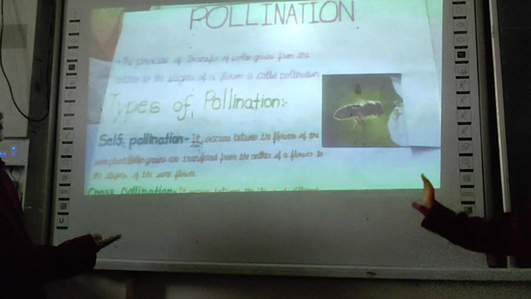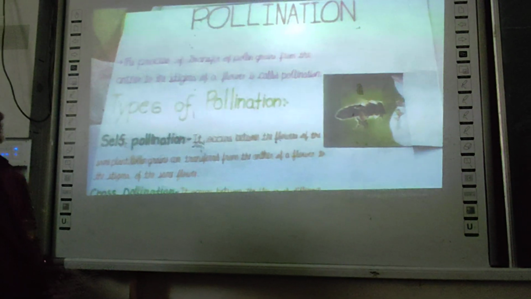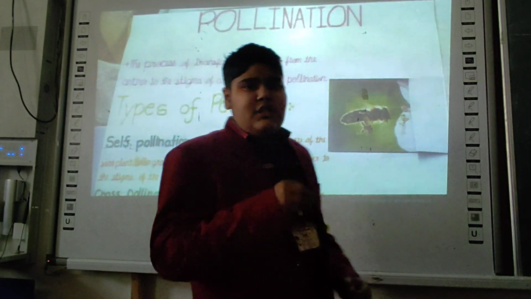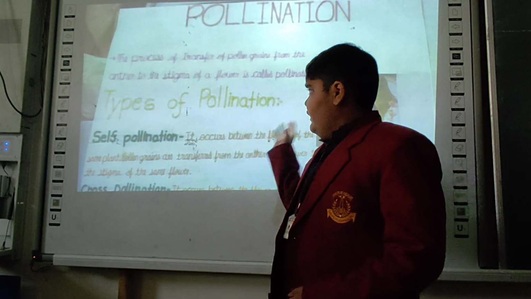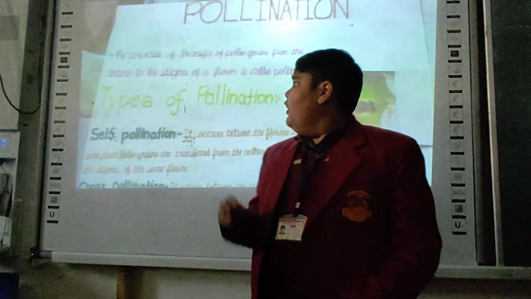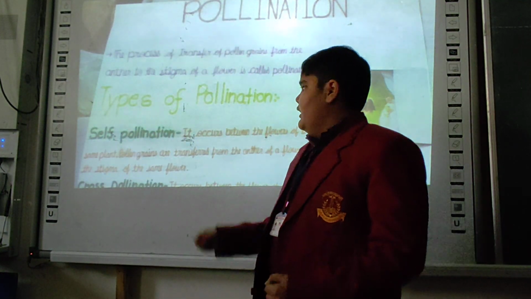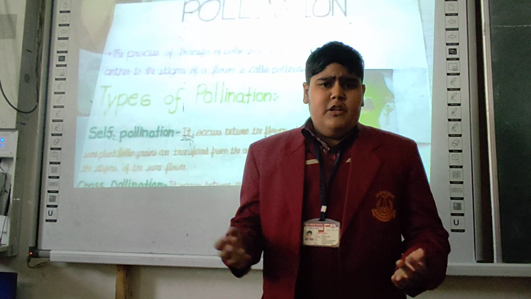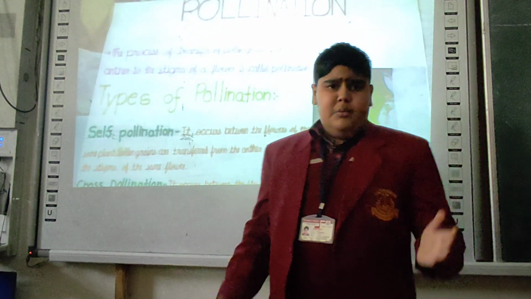This A3 size sheet is explained by Tanmay. The process of transfer of pollen grains from the anther to the stigma of a flower is called pollination. Types of pollination. There are two types of pollination: self-pollination and cross-pollination.